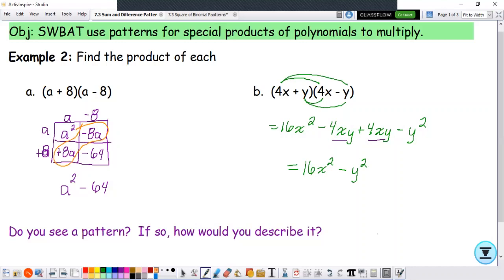So take a look at these. Do you see a pattern? How would you describe it? Go ahead, pause the video, take some time and look at what you see.